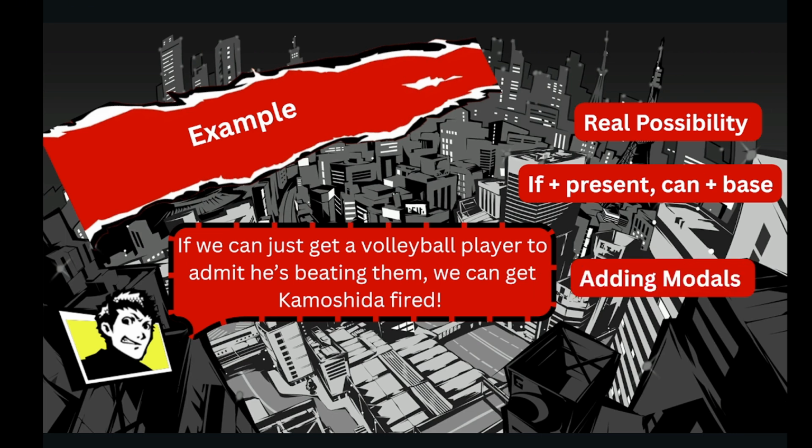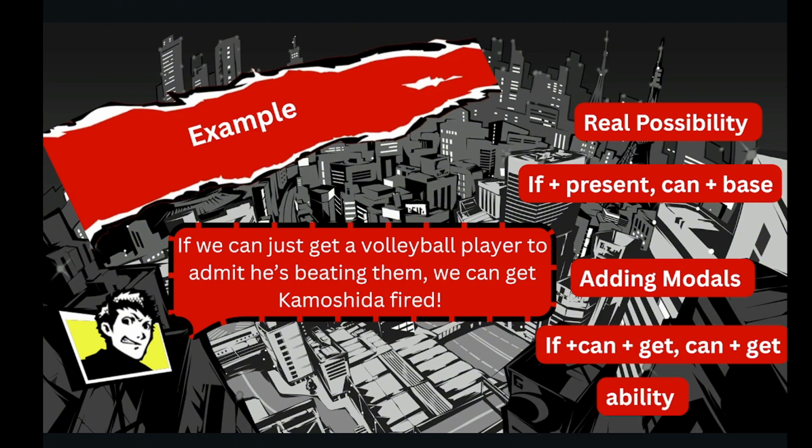And so you can add modals to the if clause as well to show even more information. So in this context, if plus can plus get, followed by the comma, and another modal can plus get shows ability. So the ability to get that volleyball player to admit will have that real possibility of Kamoshida getting fired.